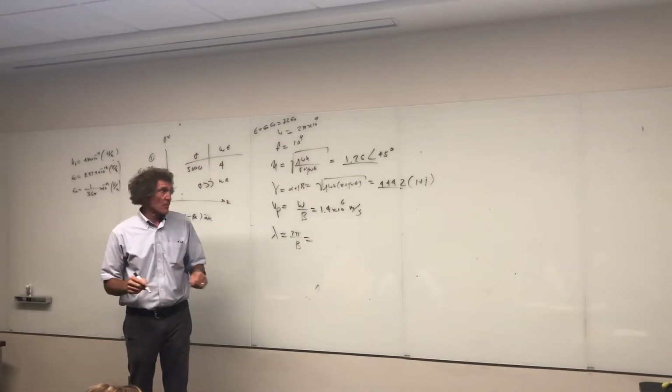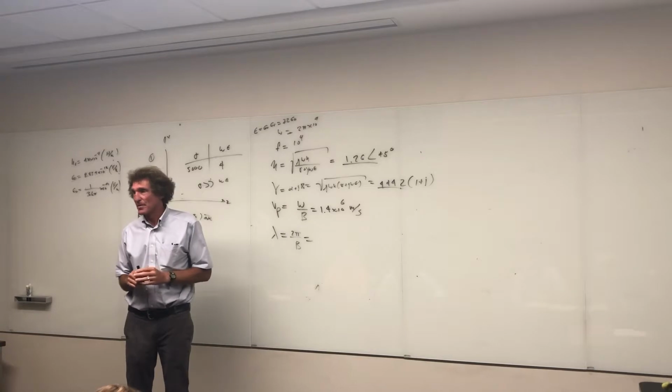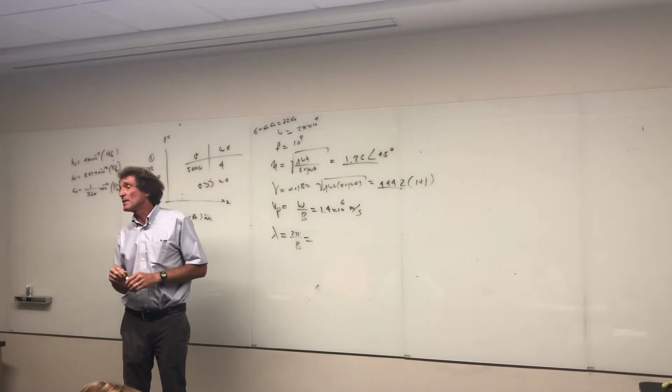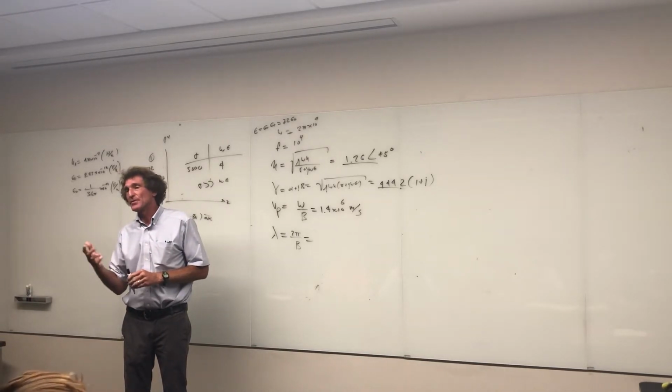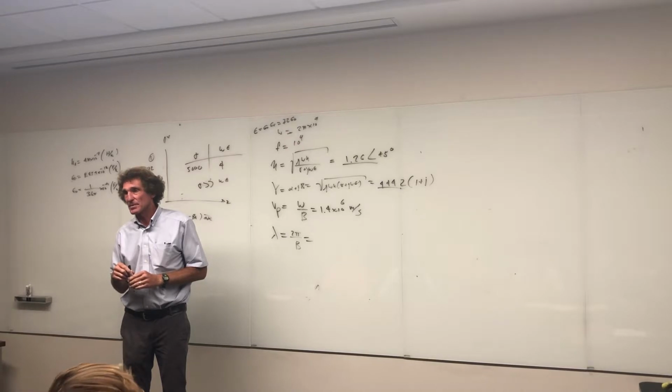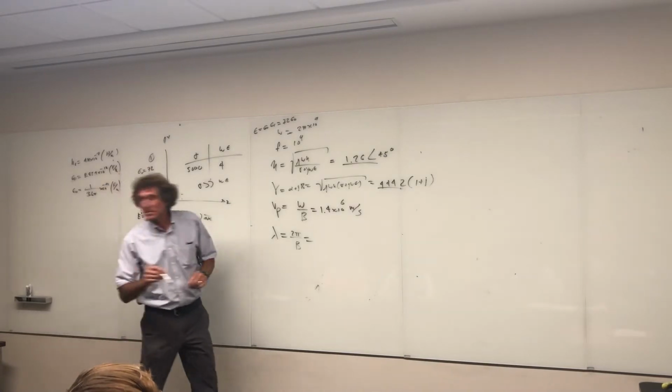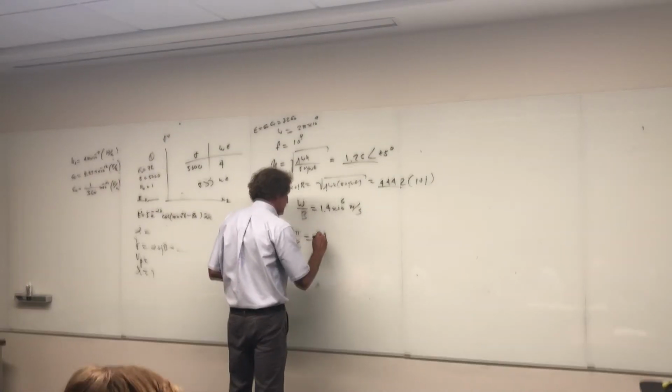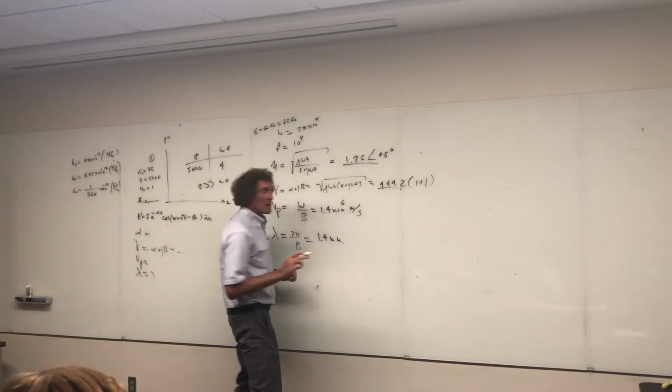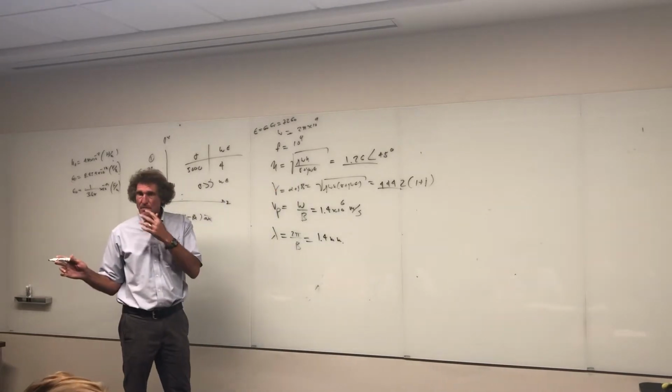What about wavelength? 2 pi over 4,442. Anyone? I'm trying to do this for your sake, so you got the numbers. 1.4 millimeters? Thank you. 1.4 millimeters. Anything else in this one? They want H, right? Correct?